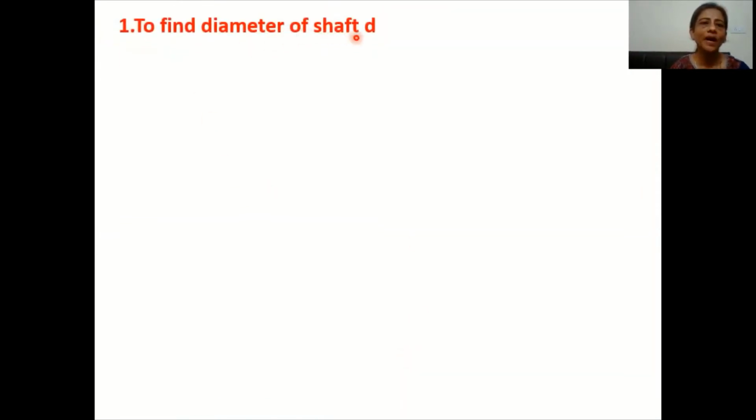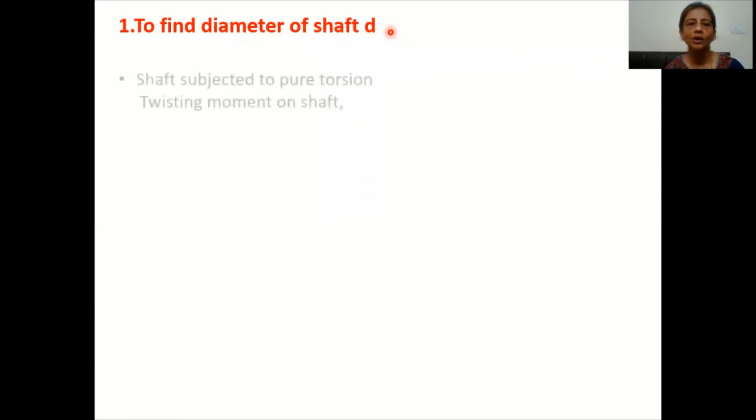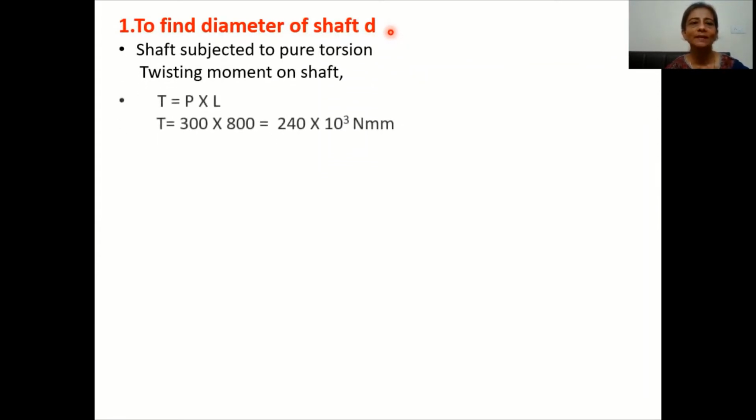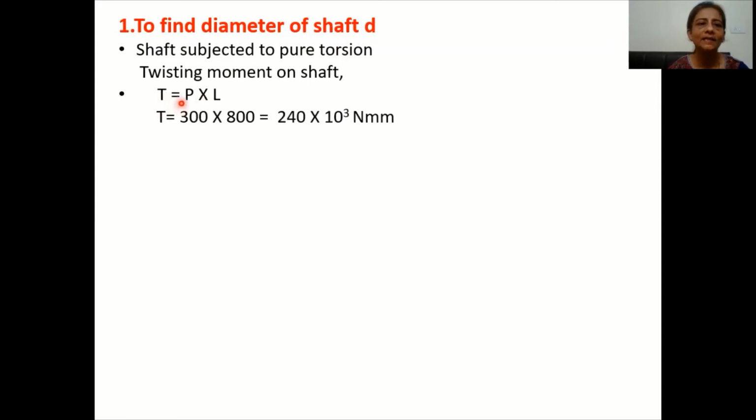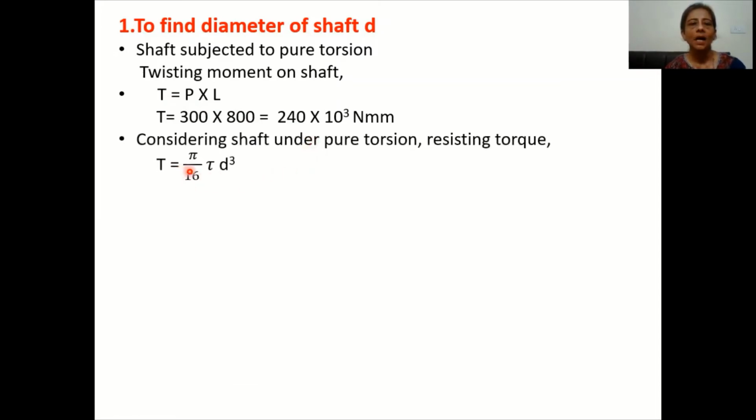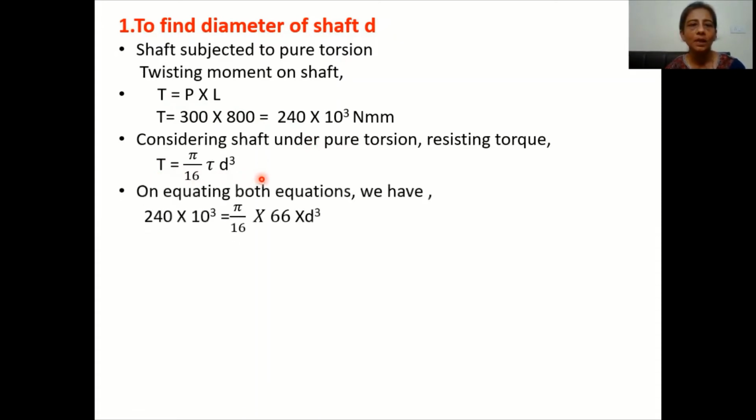First step is to find the diameter of the shaft, considering pure torsion. So twisting moment on the shaft T is equal to P into L. After substituting values, we get T is 240 into 10 raised to 3 Newton mm. Resisting torque developed by the shaft is pi by 16 tau d cube.